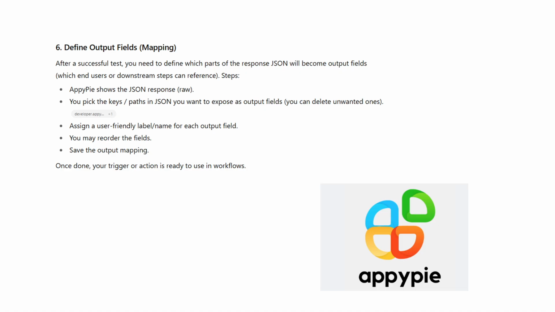When everything looks right, run the test. Click the test button in your editor to execute the call with real credentials. AppyPie will show you the raw JSON response or an error. If you see an error code like 400, 401, or 403, check your endpoint, method, headers, and body format and confirm credentials and scopes are correct.